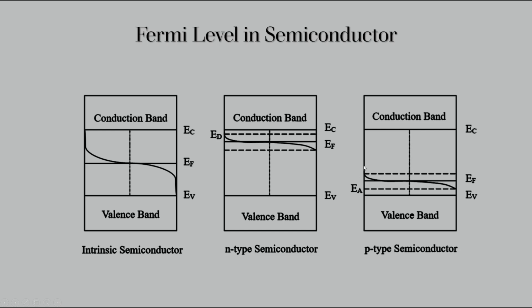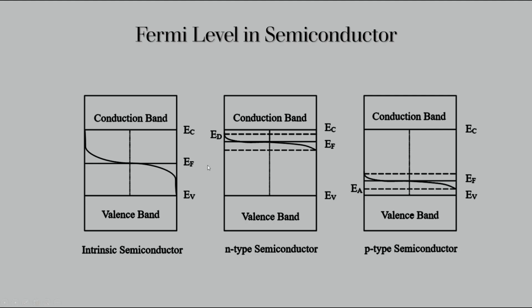Now this curved line, as we can see in all these three cases, represents the effect of temperature. So when we increase the temperature, the Fermi level will tend to move upward towards the conduction band, which is what is shown here. So this is the Fermi level in a semiconductor, considering the intrinsic semiconductor and the extrinsic semiconductor in case of n-type and p-type.